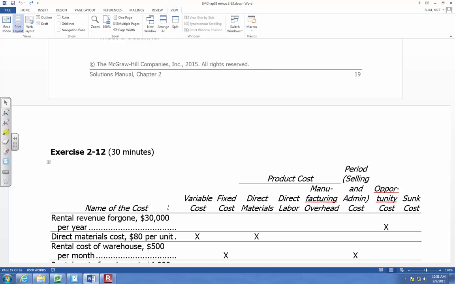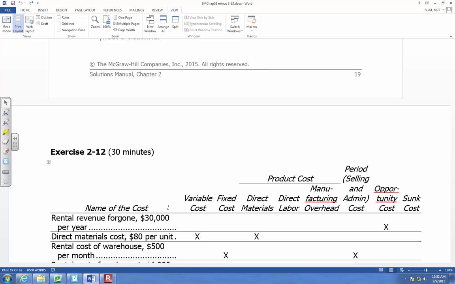Okay, Joe, rental cost of the warehouse, $500 a month. Is that a variable or a fixed cost, do you think, to rent the warehouse every month? It's got to be fixed, right? Okay.